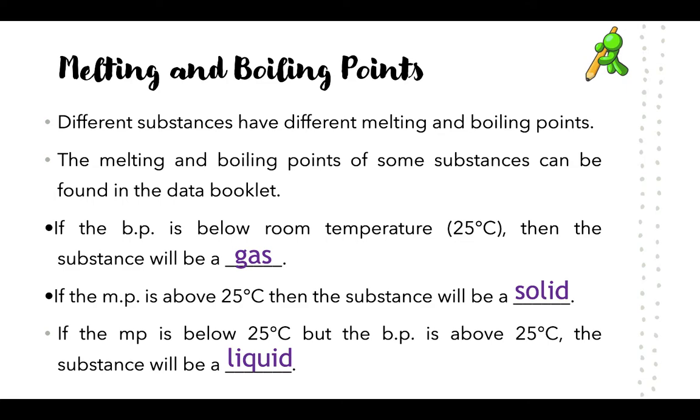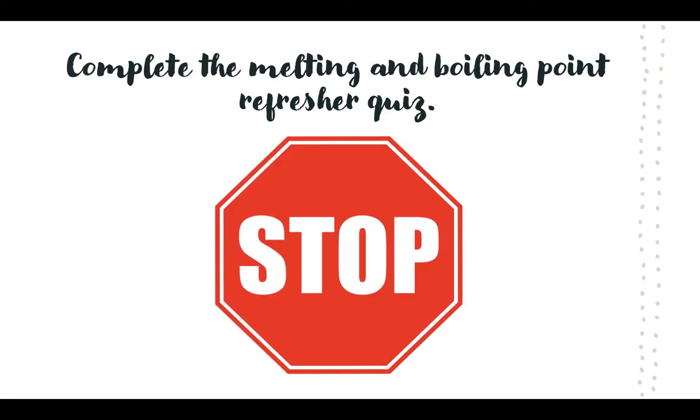If the melting point is below 25 degrees, but the boiling point is above 25 degrees, the substance will be a liquid. So what I want you to do just now is stop here and complete the melting and boiling point refresher quiz. After you've done that, come back and we will continue on with distillation.